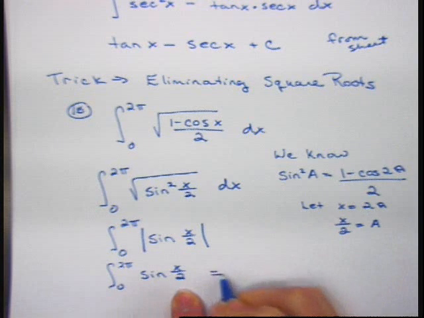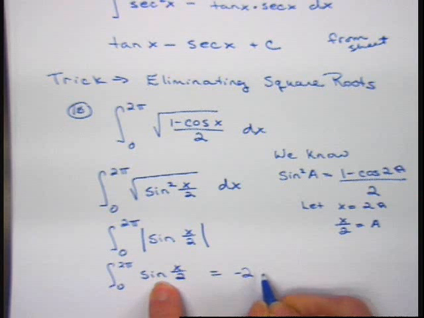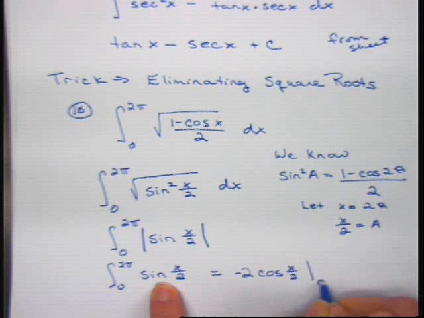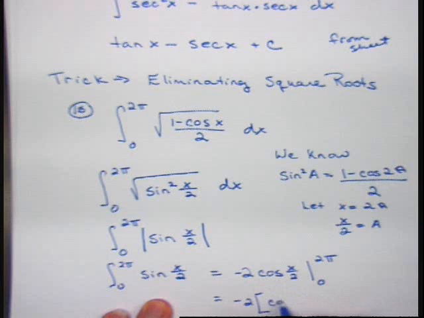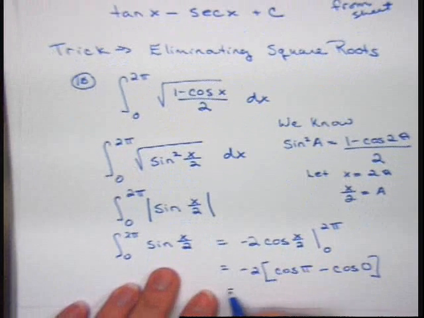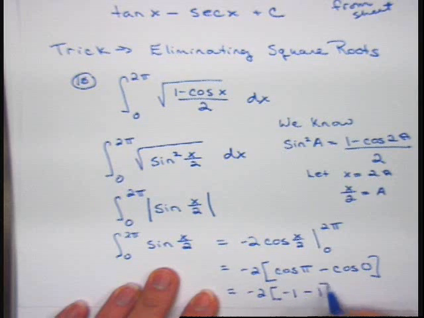So this is going to be 2 with a negative, because the sine integrates to negative cosine x over 2, evaluated from 0 to 2 pi. And so then this is going to be negative 2 times cosine pi minus cosine 0. And so you are going to get negative 2 times negative 1 minus 1, which is positive 4.